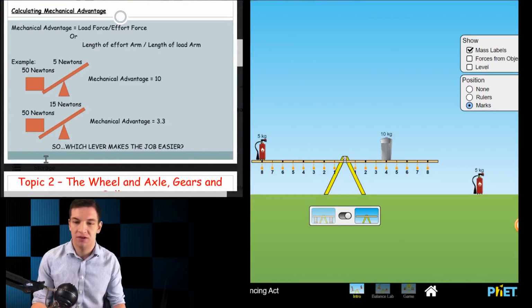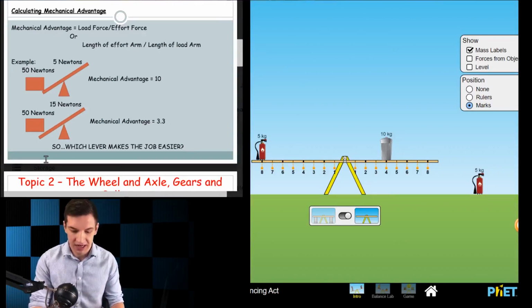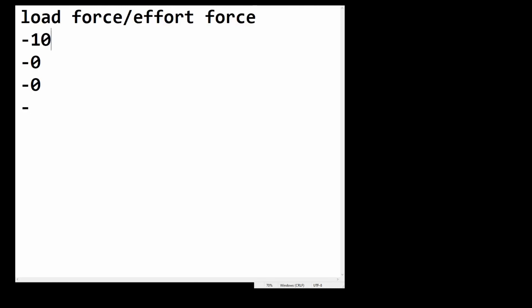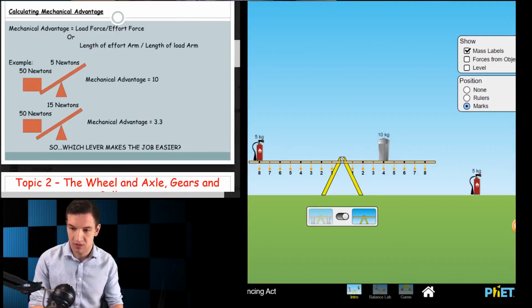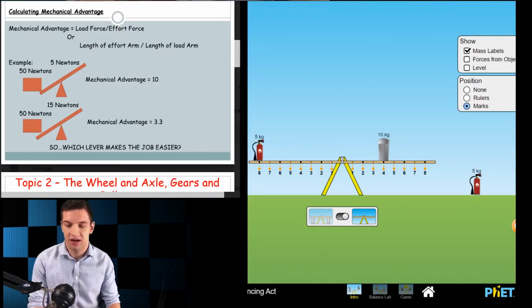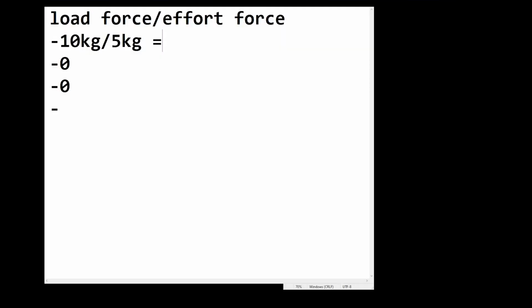So you have your load force, let's say is the garbage can, and that is going to be 10 kilograms. Now when you lifted it, you used 5 kilograms of force. That's the fire extinguisher. So divided by 5 kilograms. So what does 10 divided by 5 equal? 2. So it is 2 times easier using this method, okay?